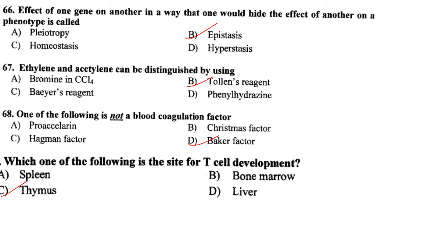Which one of the following is the site for T cell development? So T cell development takes place in the thymus. Answer is option C.